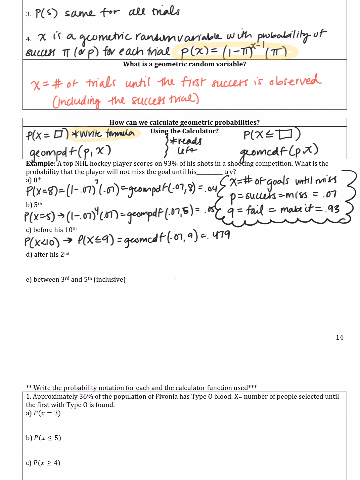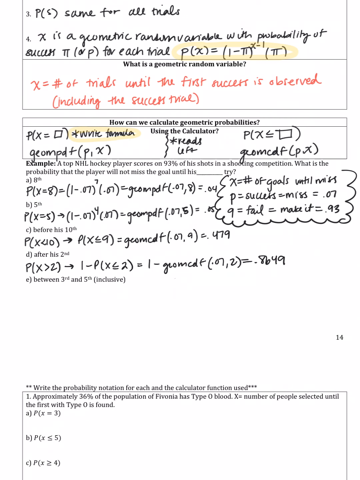After his second will be the probability of x being greater than 2, which is the same as 1 minus the probability of x being less than or equal to 2, since 2 is not included. 1 minus geometric CDF 0.07, 2 is 0.8649.